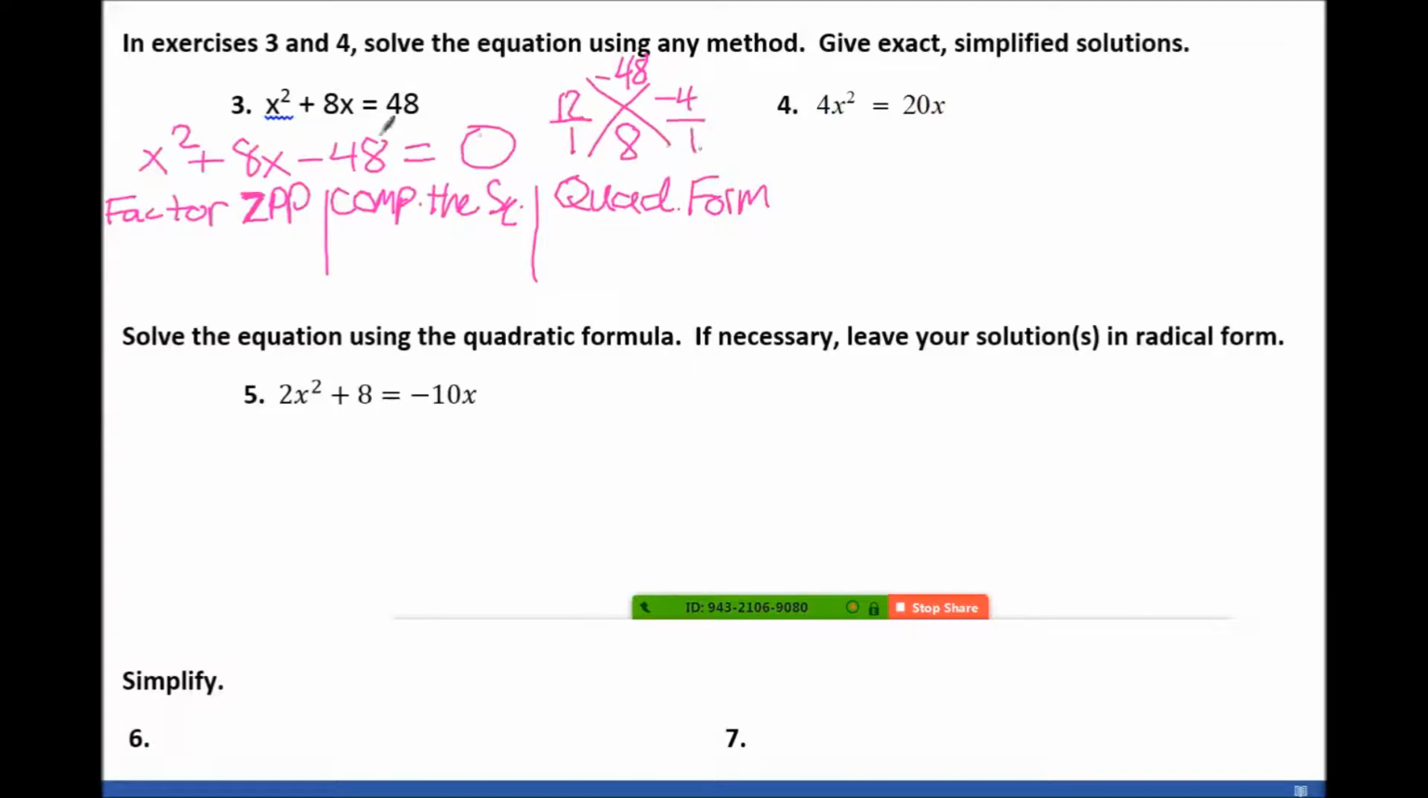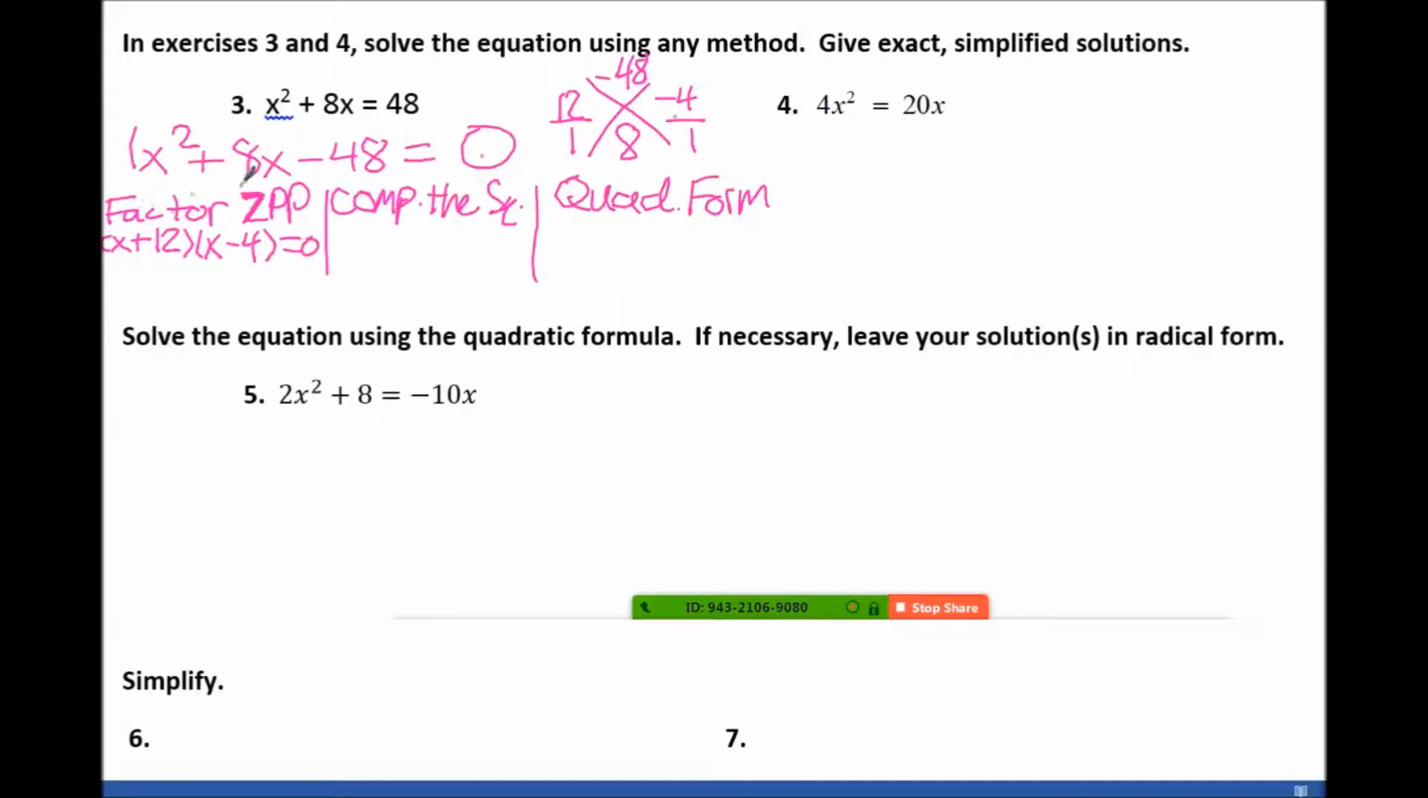Why do we put that over 1? Because you put that over a. If a had been a different number, you might be able to reduce those fractions, and so on. This is 1x plus 12, 1x minus 4. So x plus 12 times the quantity x minus 4 equals 0.